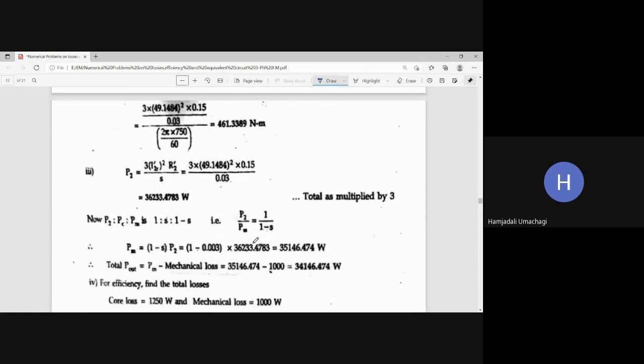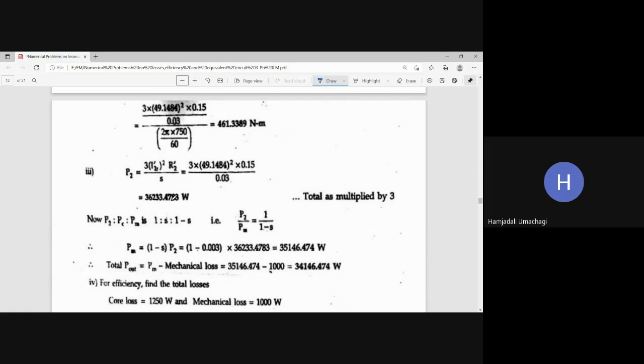Then the third parameter we have to calculate is the total output. We know that rotor input P2 is equal to rotor copper loss PC upon S, where rotor copper loss is given by the formula 3 times I2' squared into R2'. Substituting all the values, I2' is 49.1484, which we have already calculated, R2' is 0.15, and slip S is 0.03. With this we get the rotor input P2 as 36,233.4783 watts. So this is the rotor input.